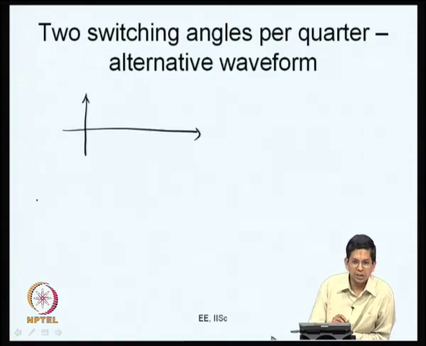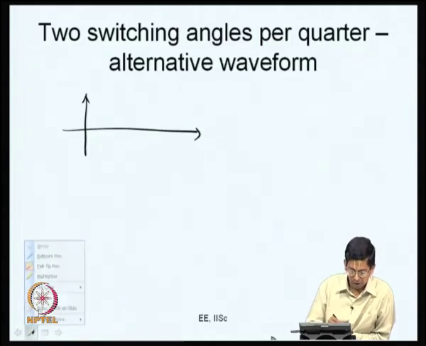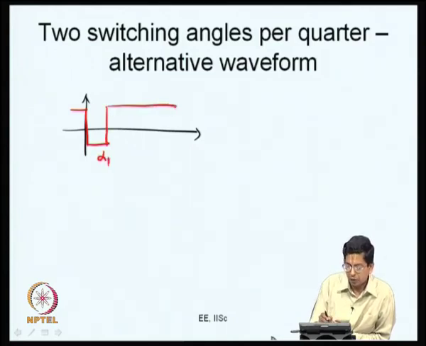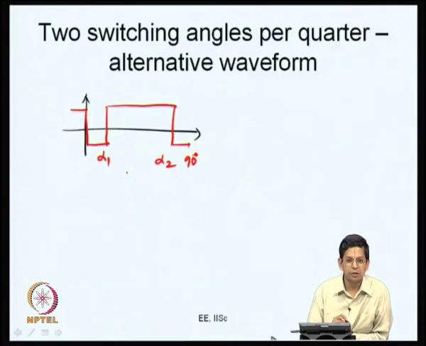In the waveform that we considered last time, at 0 it was switching from low to high. Here in the alternative waveform you can have it switch from high to low. You can switch like this, and this can be your alpha 1 and you can have your alpha 2 here, and this can be your 90 degrees. This is an alternative waveform from what we have earlier considered.